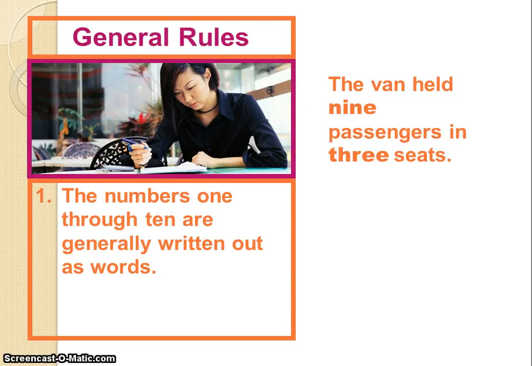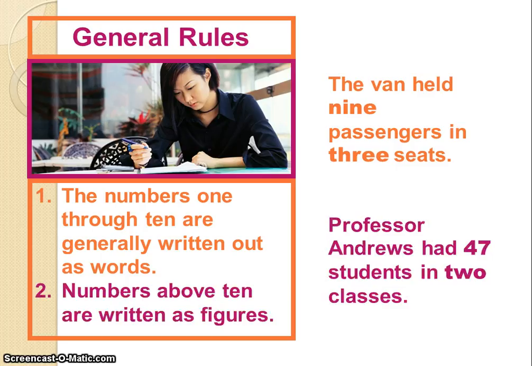Okay, the general rule is the numbers 1 through 10 are generally written out as words. You might see on the study tip at the top of the page that to remember it better, some people call this the rule of 10. So they're generally written out, not always, but you're going to find this more than not. Numbers above 10 are written as figures. And this is a general rule.